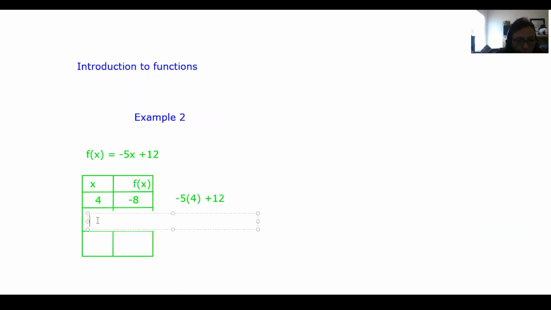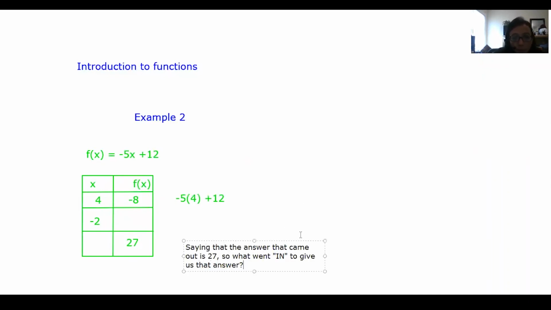Great, let's do one more. So go ahead and pause the video for a minute if you need to. Do some work here and find what number is missing in that box. Great. The next thing I want to talk about is what if we have a number here? What is this saying to us? In layman's terms, we're saying that the answer that came out is 27. So what went in to give us that answer?